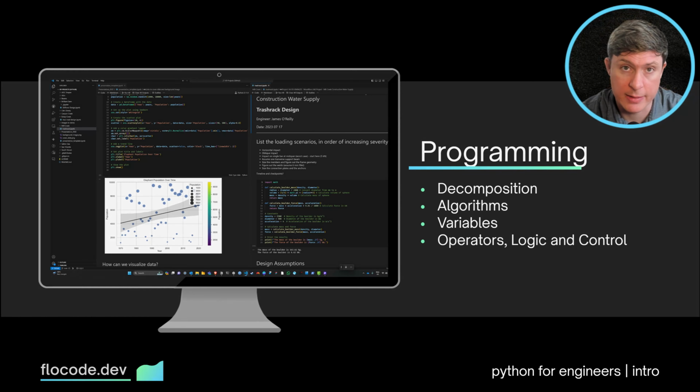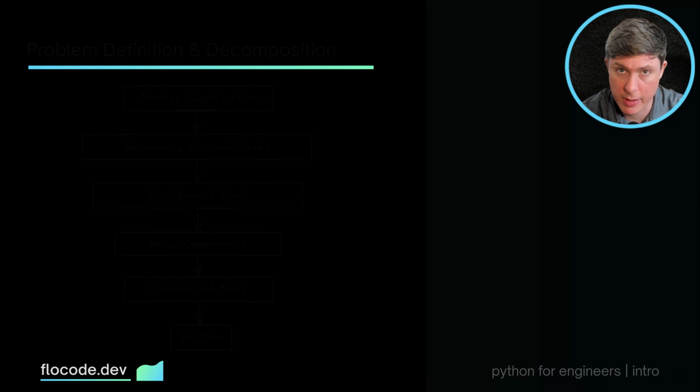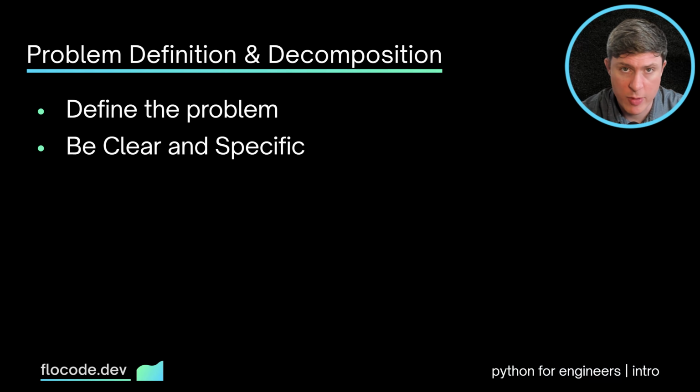Just like any successful engineering project, the foundation of effective programming is clearly defining the problem. You're not going to start pouring concrete before you carefully survey the site or calculate the material requirements. In the same way, a computer needs precise instructions. It can't understand vague goals. It thrives on clarity and specificity.